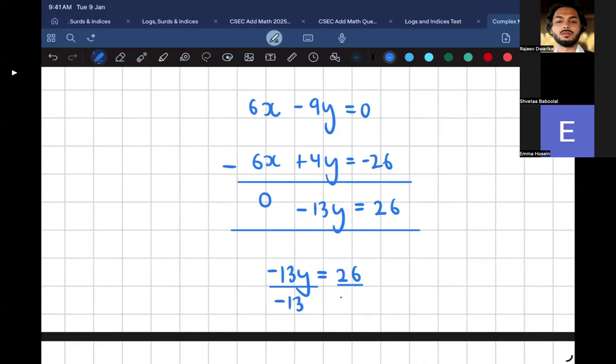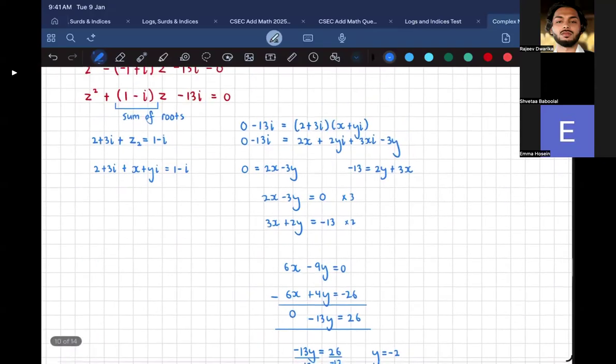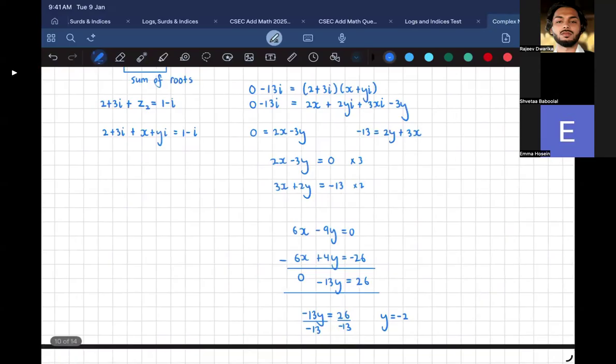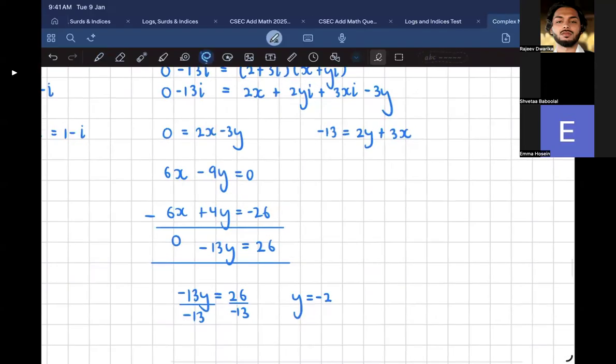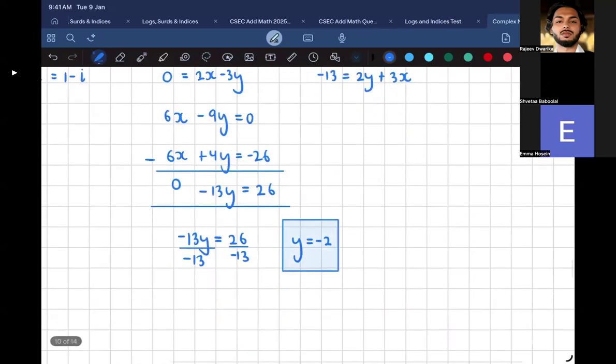Right? So y is equal to minus 2. And what would x be? You could use any equation you want really to find x. The first one, right? You can use the first one. And so it would say 0 is equal to 2x minus 3 by minus 2.